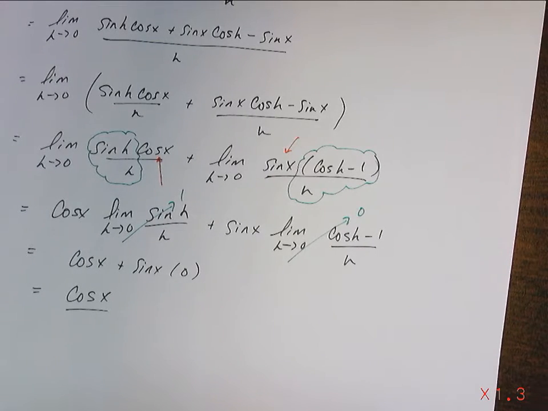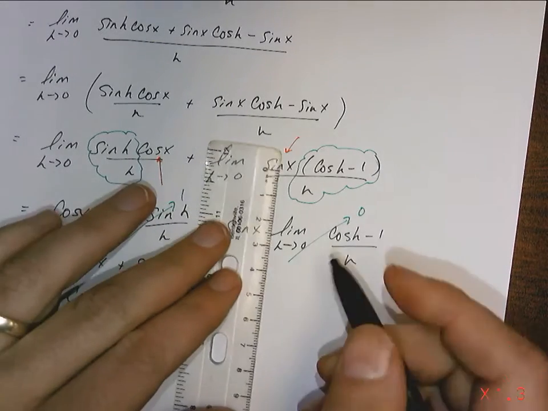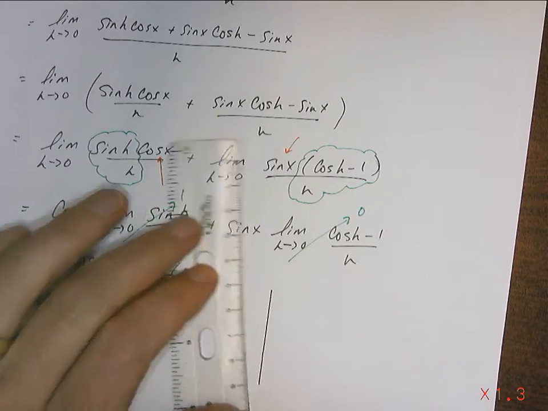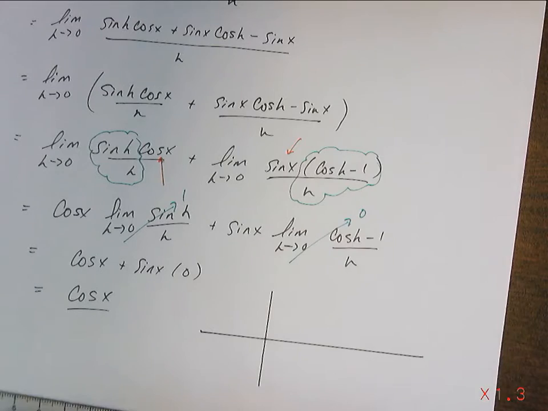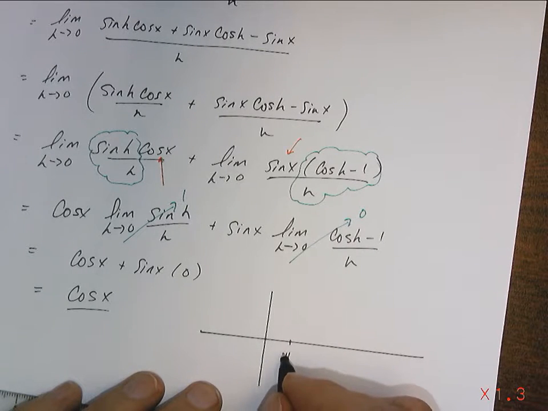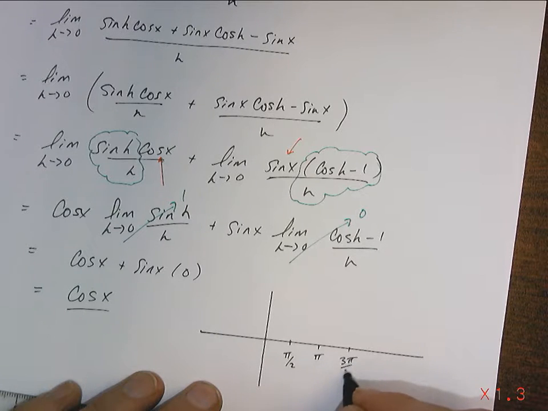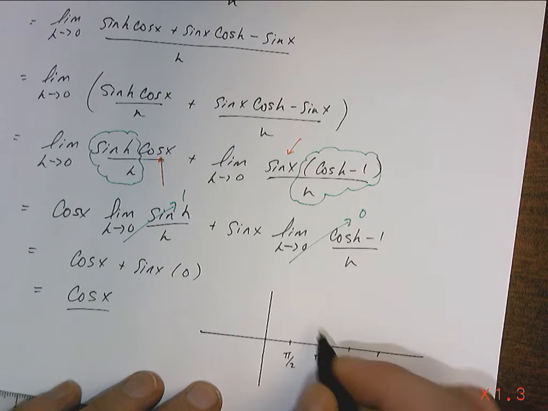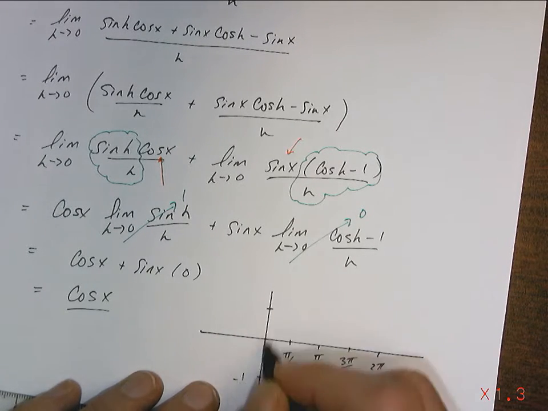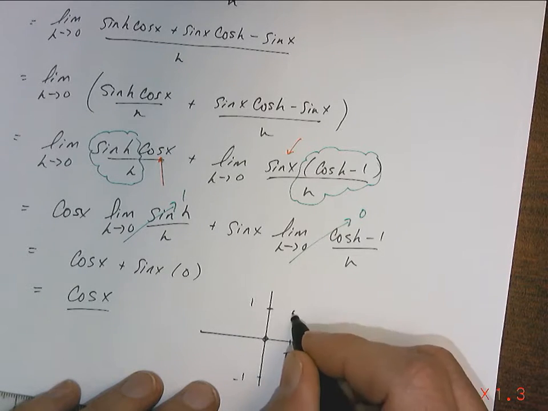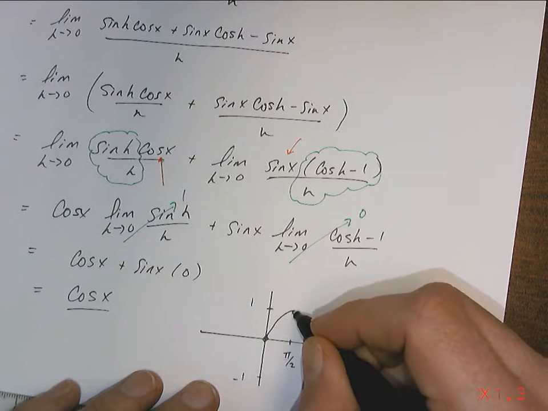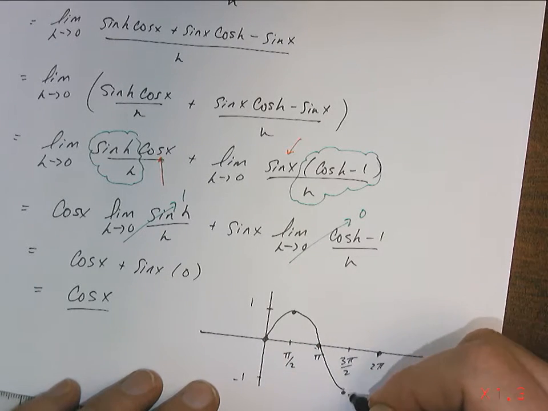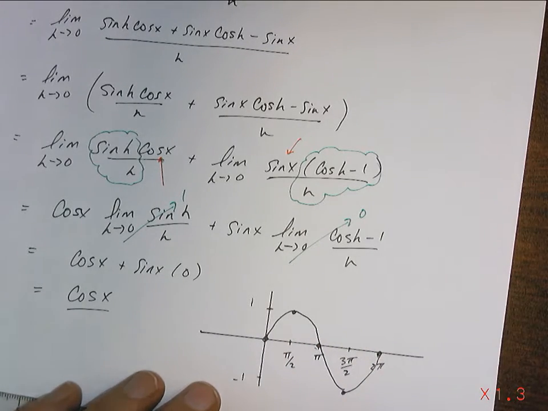All right, let me try something. If it goes bad, I'm going to be upset because I'll have to redo the video. But let me try something here. Let me draw a quick graph of sine. Let's make this pi by 2. Let's make that pi. Let's make this 3 pi by 2. Let's make this 2 pi. Let's make that 1 and that negative 1. So we're going to go here to here to here to here to here. So there's your sine curve.